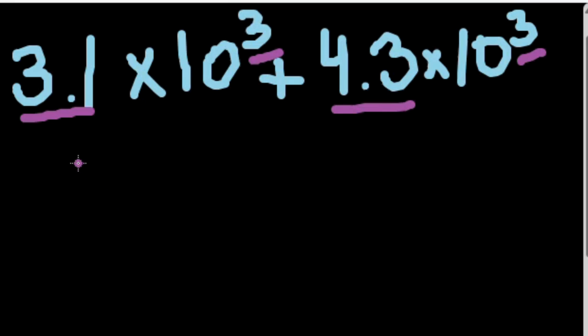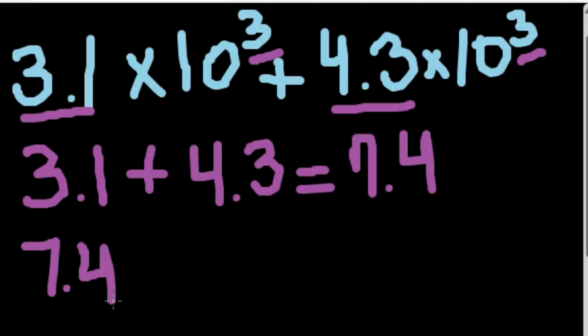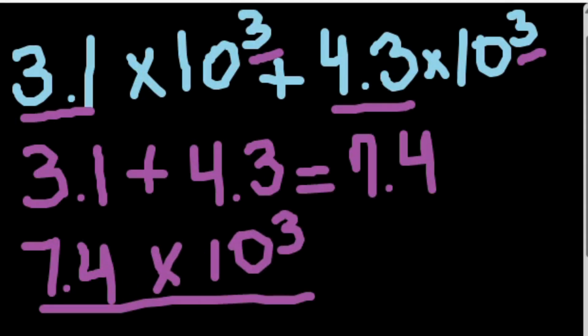All you need to do is add 3.1 and 4.3. So, now let's write down 3.1 plus 4.3. This will give you an answer of 7.4. Then we will convert the answer to scientific notation. Once we convert this into scientific notation, we get the answer 7.4 times 10 to the third power.